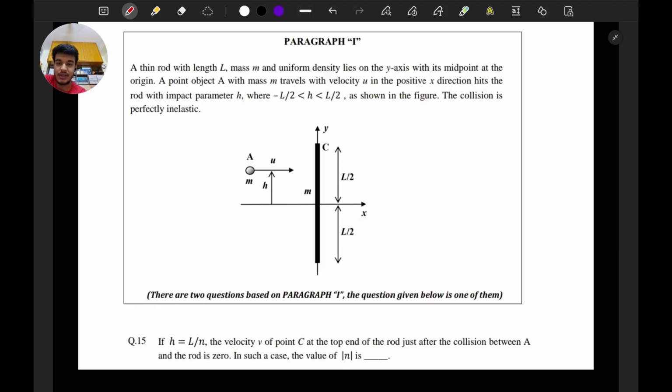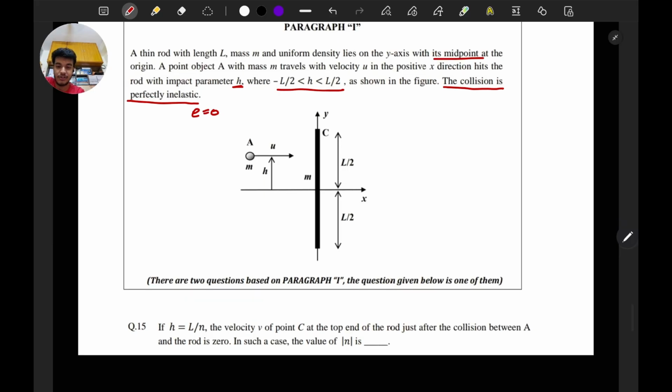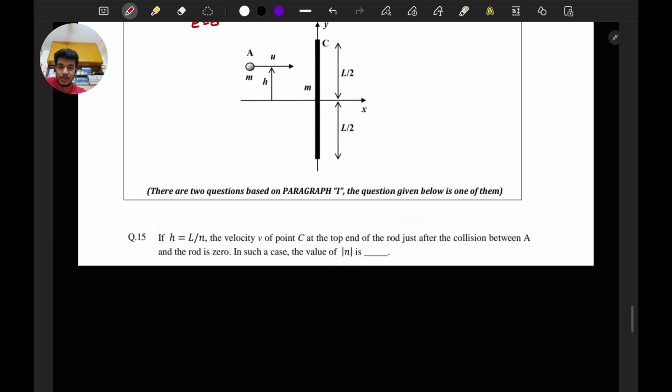A thin rod with length L, mass M, and uniform density lies on the y-axis with its midpoint at the origin, and a point object O with mass m travels with velocity u in the positive x direction and hits the rod with impact parameter h, where h is obviously lying within the rod, and the collision is perfectly inelastic, which means e equal to 0, and the ball sticks with the rod after collision. So let us solve the first part.